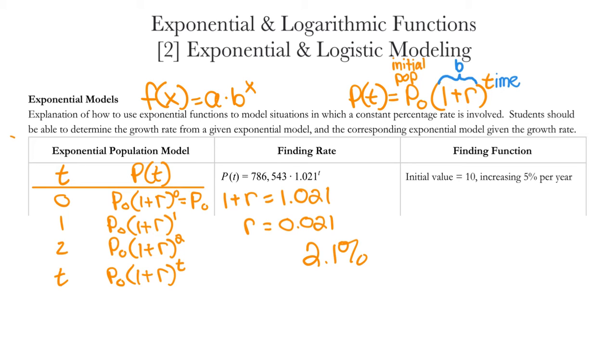And that's a growth rate, but if the base of this function was less than 1, then it would be considered a decay rate. The population is decreasing. And if it was 0.79, it'd be decreasing by 21%.